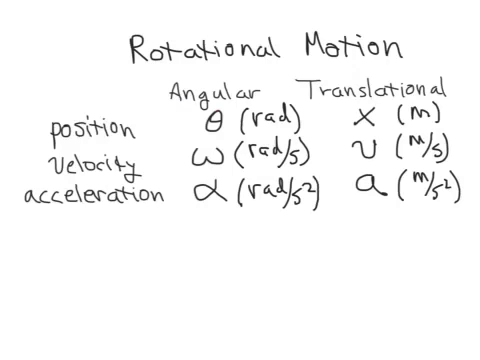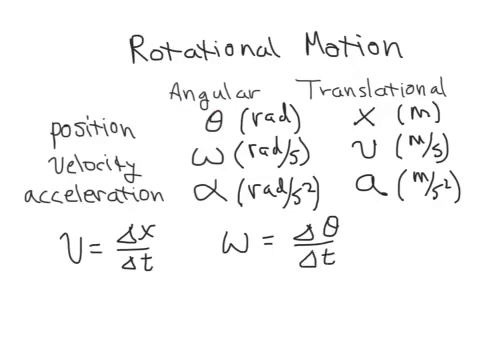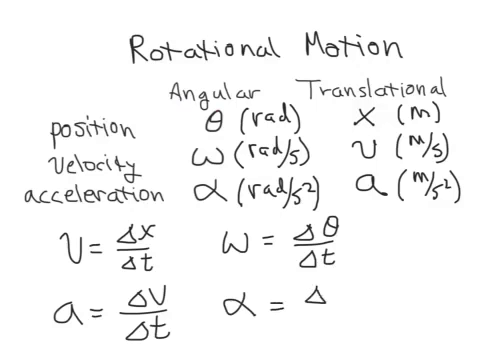So just as velocity in translational motion is change in position over change in time, the angular velocity, omega, is the change in angular position over the change in time. Similarly, in translational coordinates, the acceleration is the change in velocity over the change in time. And in angular coordinates, the angular acceleration alpha is the change in the angular velocity over the change in time.